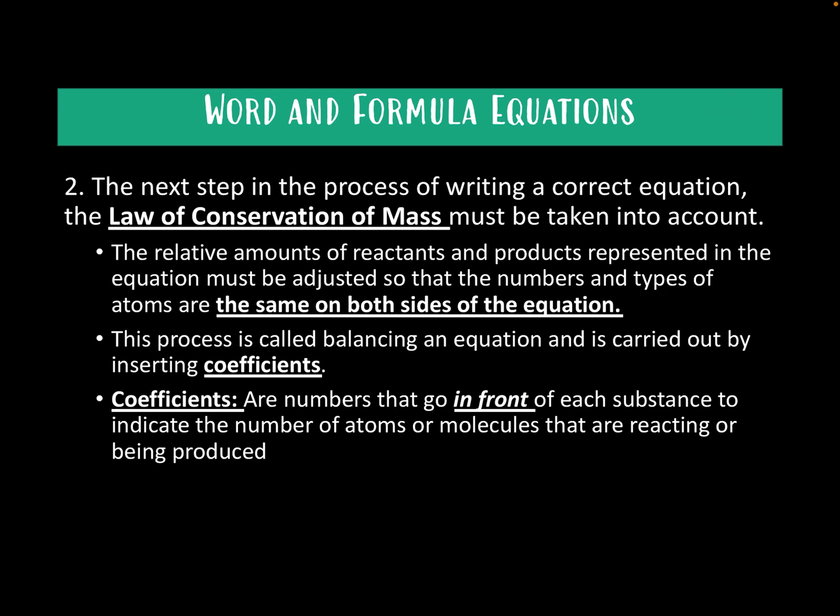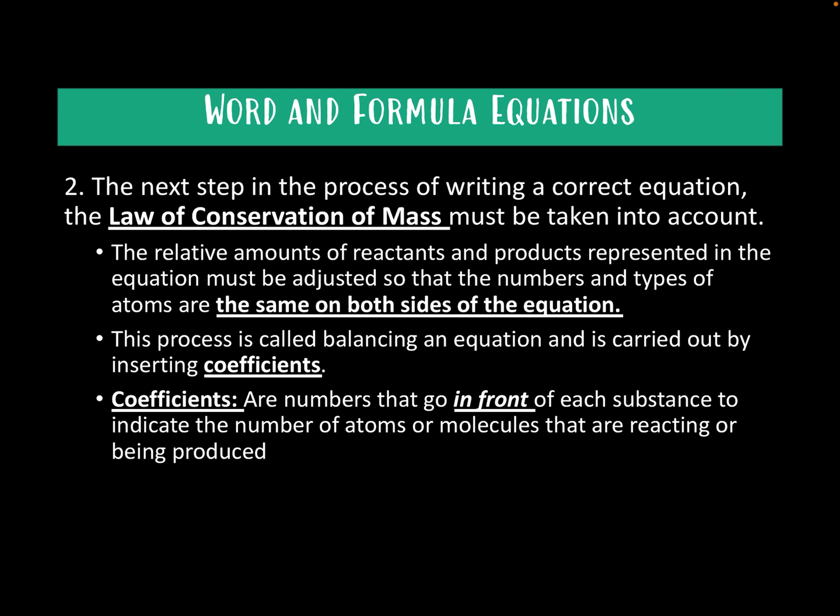Now the second step in writing word and formula equations is balancing the equation. This is what we're going to do next class. But the next step in the process of writing a correct equation, the law of conservation of mass must be taken into account. So the relative amounts of reactants and products represented in the equation must be adjusted so that the numbers and types of atoms are the same on both sides of the equation. We must have, if we start off with 6 oxygens, we must end up with 6 oxygens. If we start off with 3 hydrogens, we must end up with 3 hydrogens. And so to do this, we put coefficients in front of formulas to help us balance that out, okay?